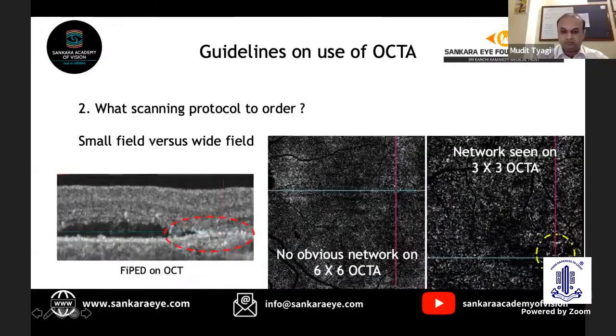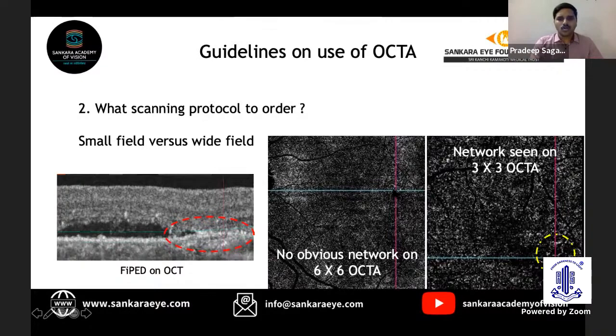is very well seen. Similarly, here we can see that there is a flat irregular PED on OCT. There is no obvious network on 6 mm OCTA, but a 3 mm OCTA shows a network. So what we need to understand is that it's not just what parameters have to be included, it's also that we need a consensus on what scanning protocol has to be used in order to identify these entities. But as of now, there is no consensus in this field.